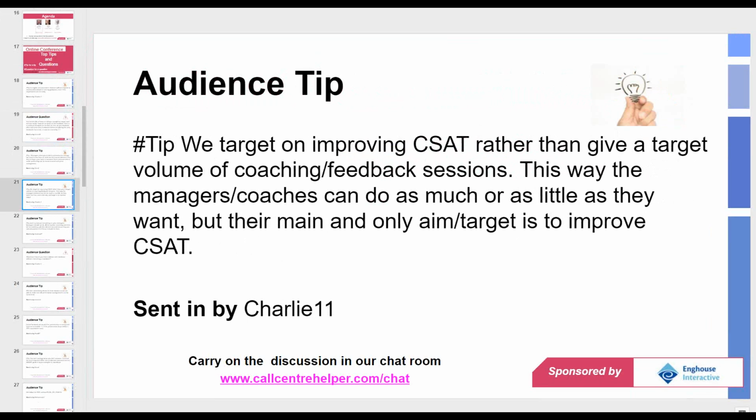Indeed. Well, Charlie says we target on improving customer satisfaction rather than giving a target on the volume of coaching feedback sessions. That sounds a bit similar to the previous one. This way, the managers, coaches can do as much or as little as they want, but their main and only aim or target is to improve CSAT. I guess the danger then is that if there's a target on CSAT, you could potentially not do some of those coaching sessions. Let's have a look at what else we've got.